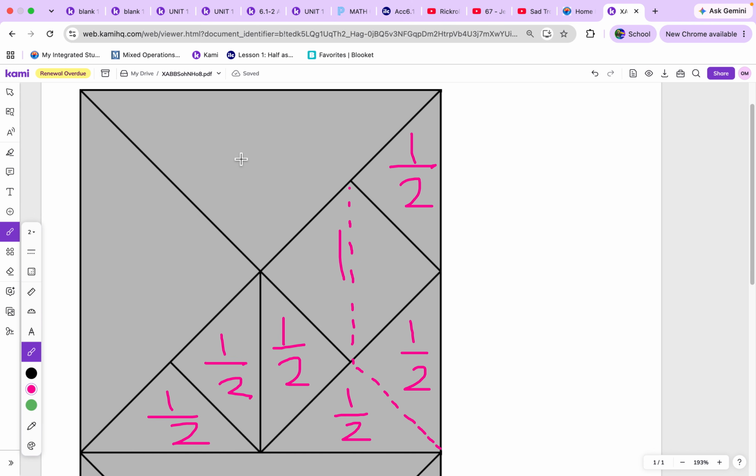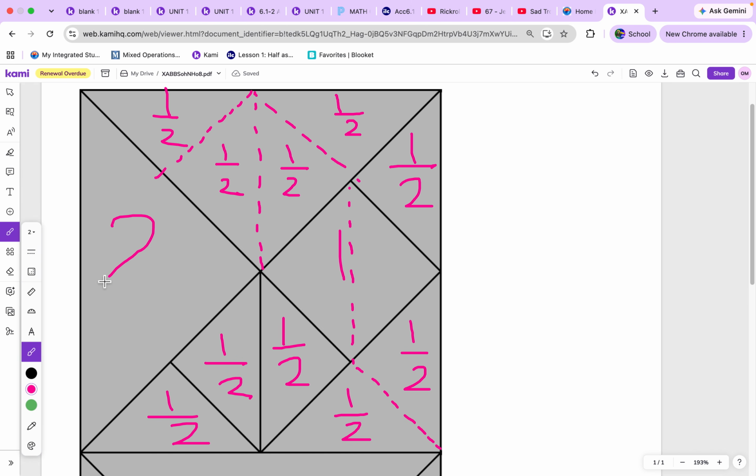Now over here, I could probably cut this large triangle in half and then cut it in half again, going this way for this one. So it looks like I have 4 of these 1/2 small triangles. Okay, and then this big triangle is the same as this one. So what does this add up? 1/2 and 1/2, that's 1. 1/2 and 1/2, that's 1.